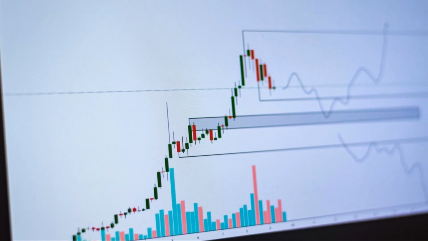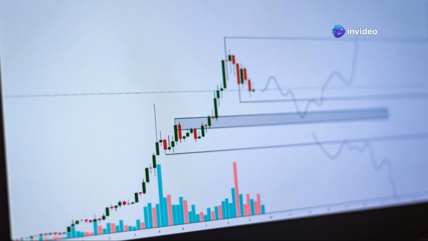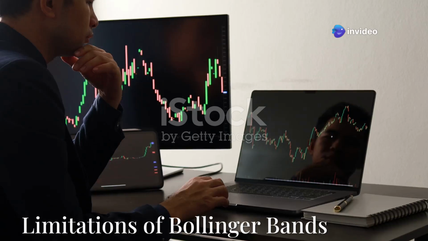Prices tend to return to the moving average after touching the upper or lower bands. This can be used to time entries and exits in ranging markets.